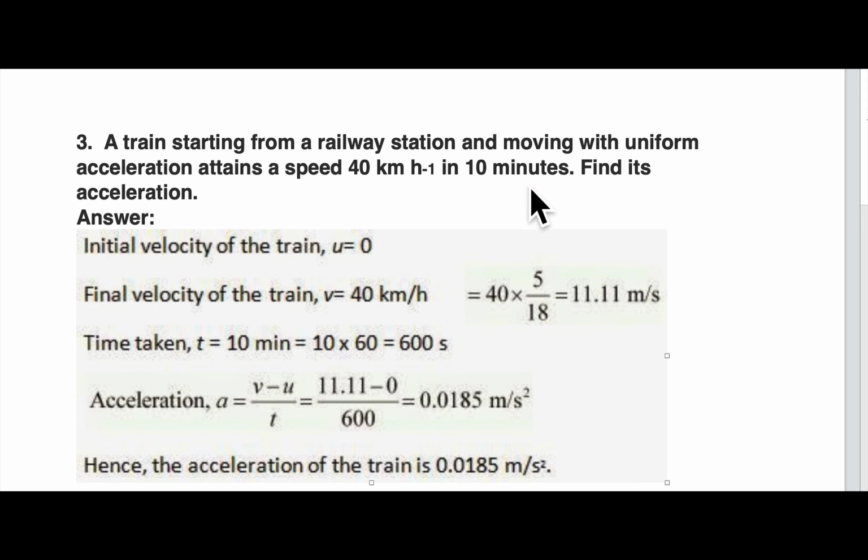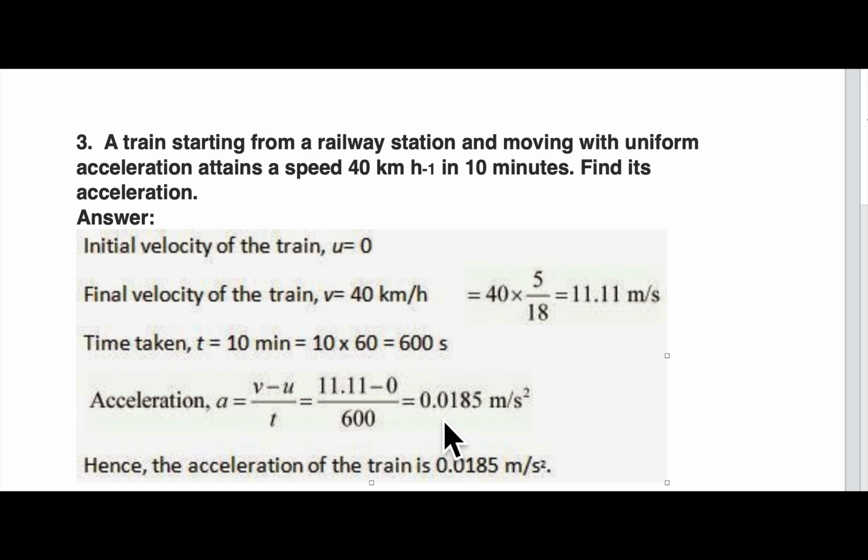Time is given as 10 minutes. As we have the velocity in meter per second, the unit of time also should be in seconds. So convert time into seconds. Time taken t is equal to 10 minutes. When we convert it into seconds, it becomes 10 multiplied by 60, 600 seconds. Now write the formula for the acceleration. A is equal to v minus u upon t. Put the values: v is 11.11, minus u which is 0, divided by time 600.